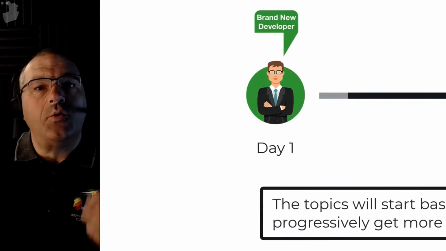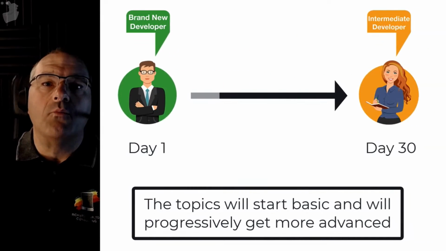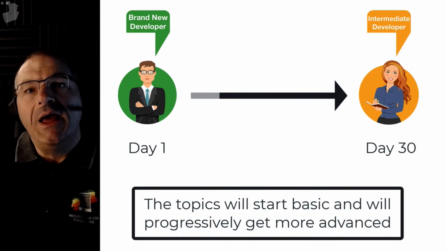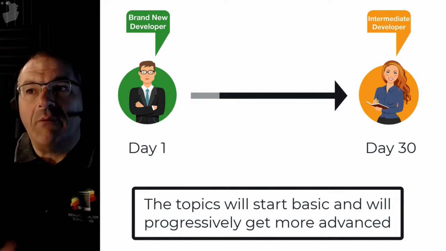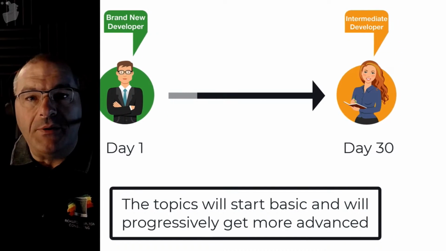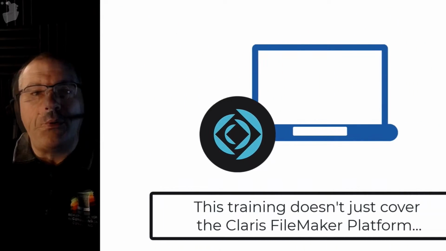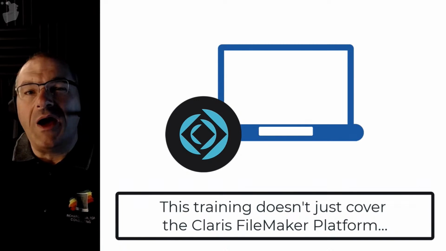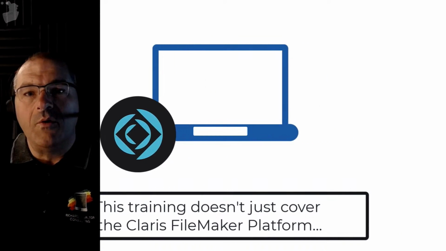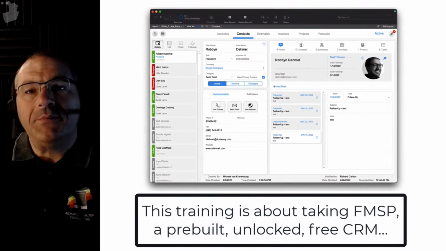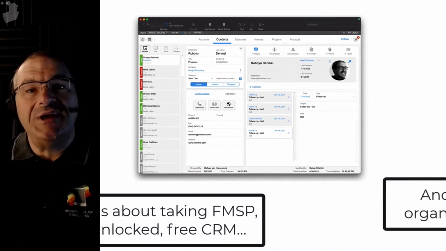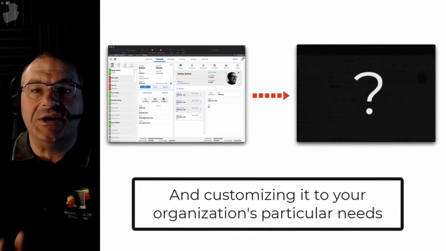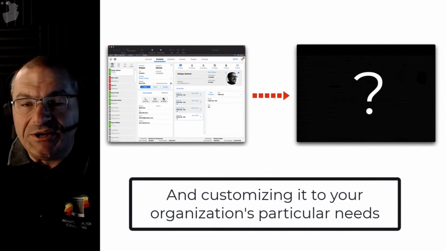Keep in mind that towards the beginning of the training, the topics are more basic in nature. And as we get towards the end of the training, they're somewhat more advanced, probably intermediate level topics. Now keep in mind, the special part of this training is that we're not only talking about the FileMaker platform, we're talking about how you can rapidly customize an existing free CRM that you can download today. It's unlocked. So we take that CRM and customize it to your organization's particular needs.